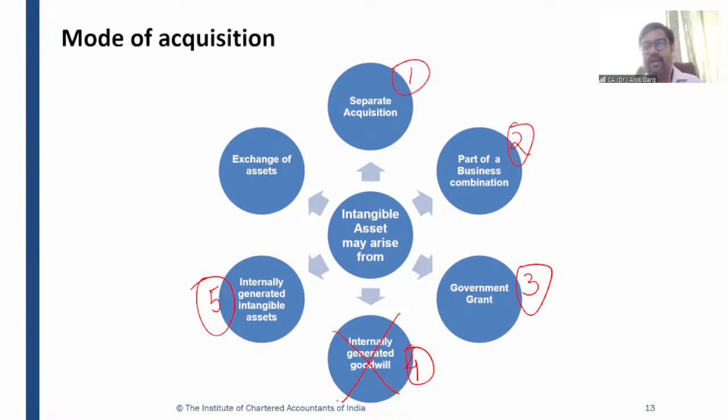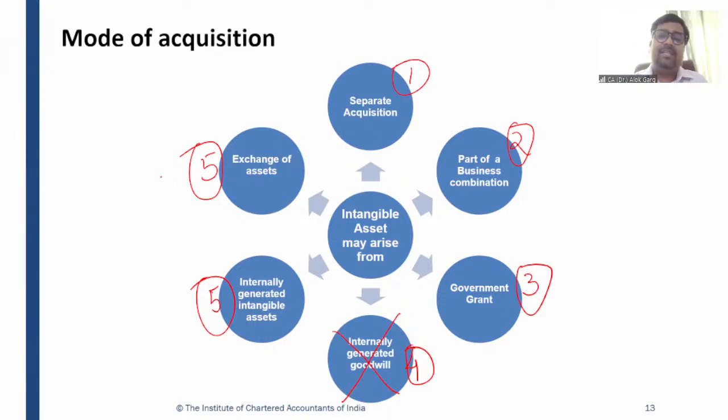For example, in the case of pharma companies, the classic example is an internally generated intangible asset. In the case of nuclear companies and IT companies, of course, some internally generated intangible assets could be there. So we'll talk about the research and development phase while discussing internally generated intangible assets. The fifth part is exchange of assets, when we acquire an intangible asset in exchange for other monetary or non-monetary assets, or a combination of non-monetary and monetary assets, right?